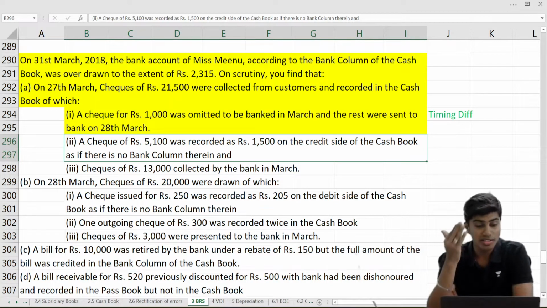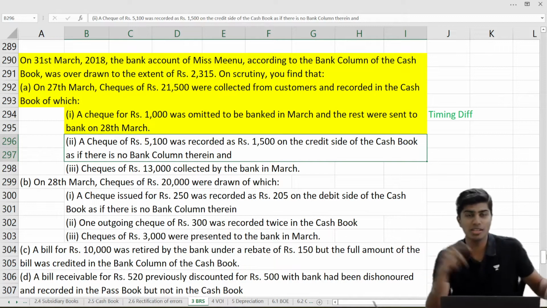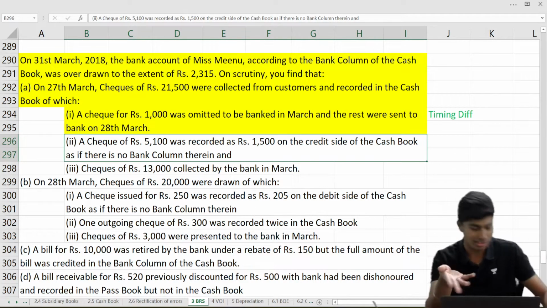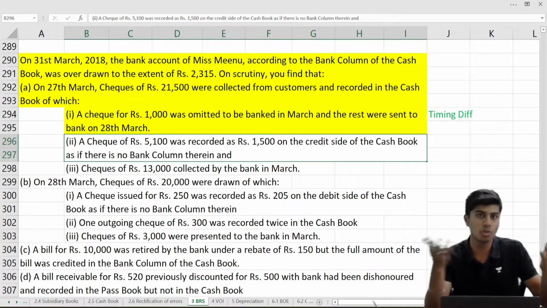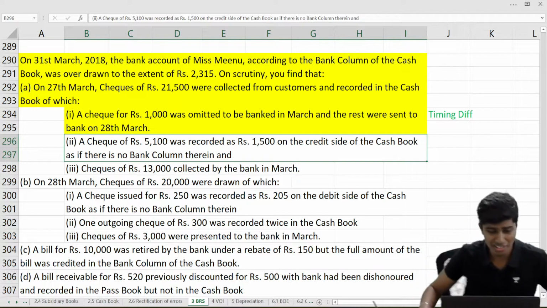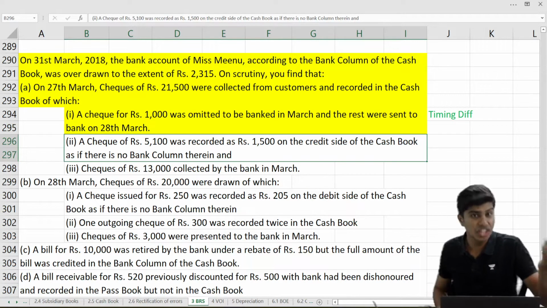Check is received and deposited. It should be debited. Firstly, they didn't write debit. By mistake, they wrote credit. Nextly, the correct amount is 5100. They wrongly wrote 1500. And "of the cash book, as if there is no bank column there." This is the trick wording. You might think that this hi-fi English would mean something. It literally doesn't mean anything. They're saying that as if there is no bank column in that side, they wrote it on the other side.